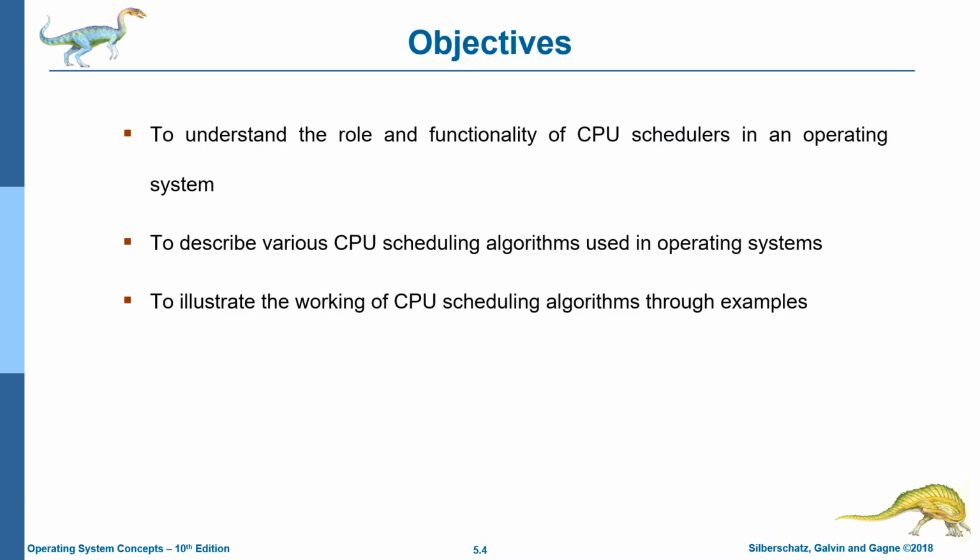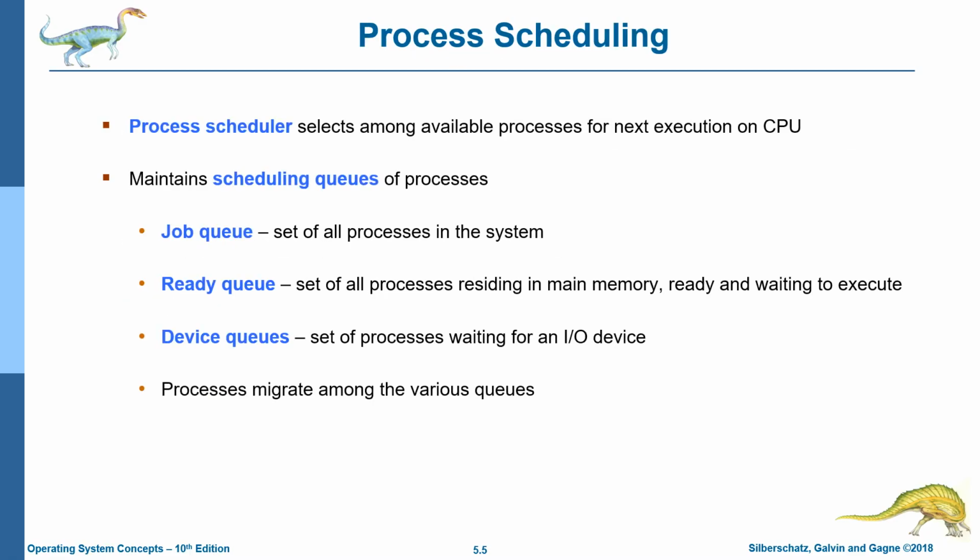The objectives of today's lecture are to understand the role and functionality of the CPU schedulers in the operating system, to describe the various CPU scheduling algorithms used in the operating system, and to illustrate the working of the CPU scheduling algorithms through examples. Before starting the topic of process scheduling, we must understand what a process is.